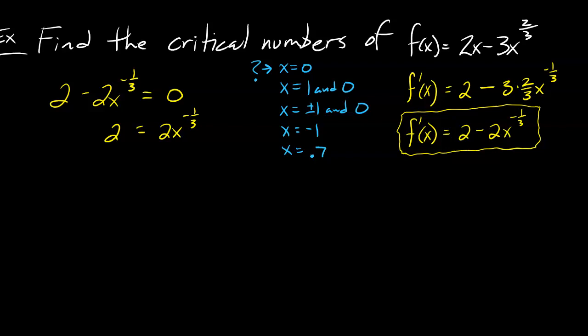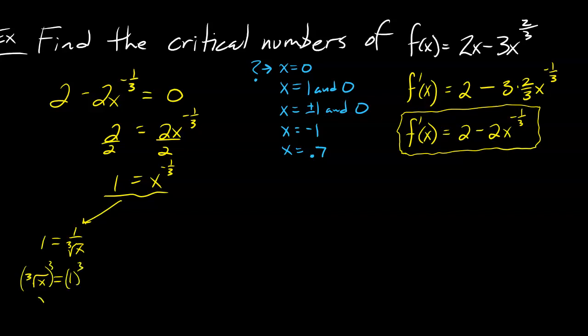You could factor out the 2, but that doesn't really benefit anything because on this step I'm going to divide by 2. So I've got 1 equals x to the negative 1/3. From this step, there's two main ways that people would solve it. One way is I would bet some people wrote this as 1 over cube root of x. If you did that, if you multiplied both sides by cube root of x, then this would say cube root of x equals 1. Then you cube both sides, and then you get 1.